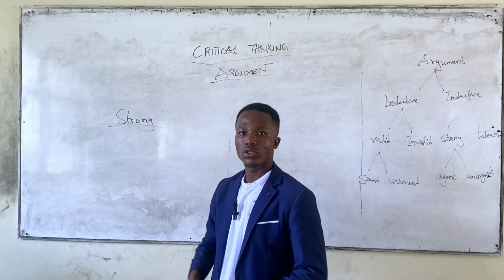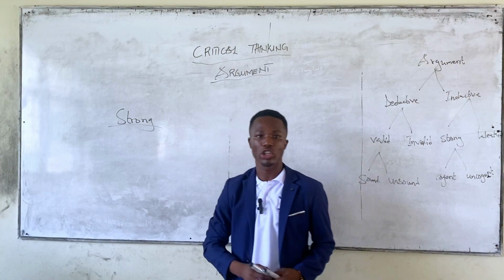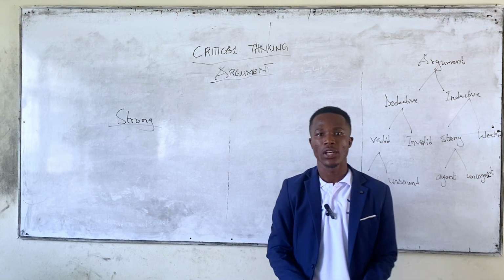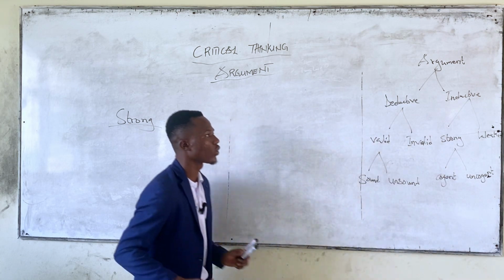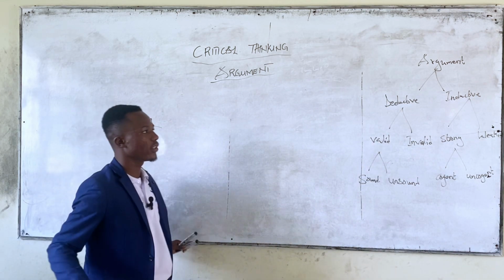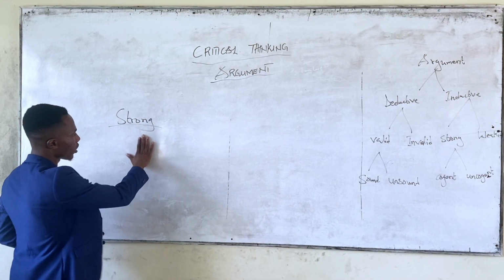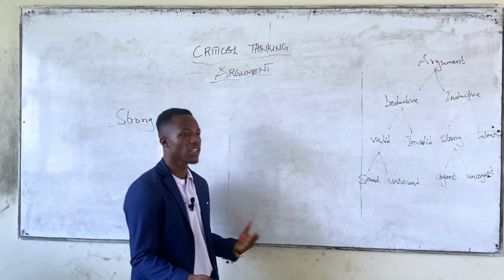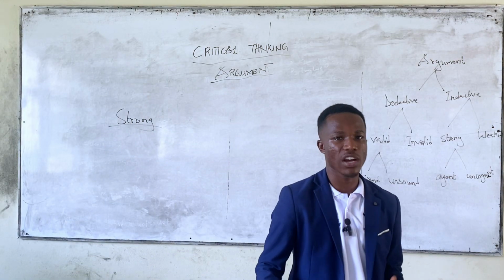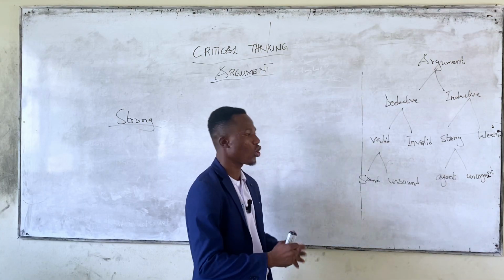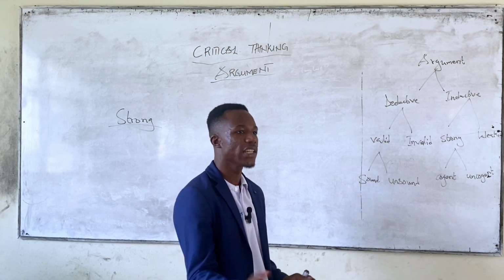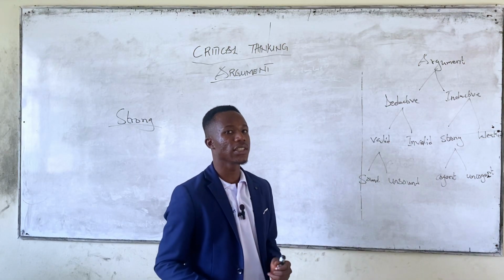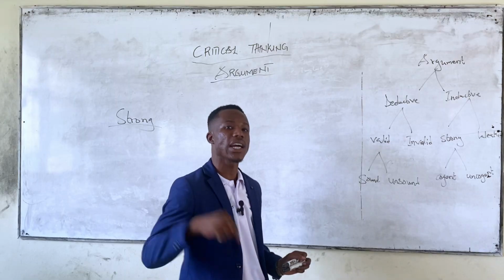Please, let's look at strong inductive argument. So we have the inductive here, we have strong and weak, and we all know that inductive is less than 100% accurate, right? So for a strong argument here, you know the indicator words, right? We have few, many, less, probable, likely, and all that. They are all indicator words. If you see those words in any argument, it means that particular argument is an inductive argument.